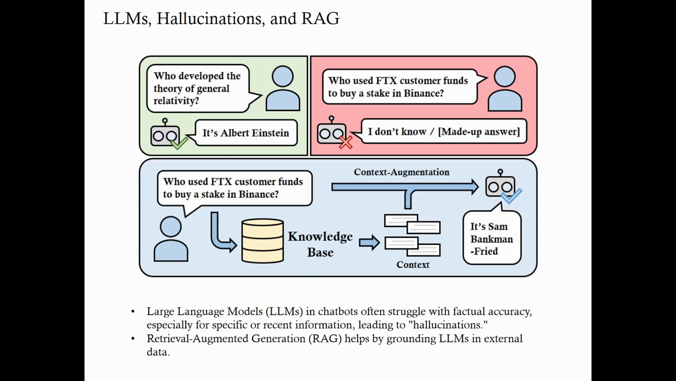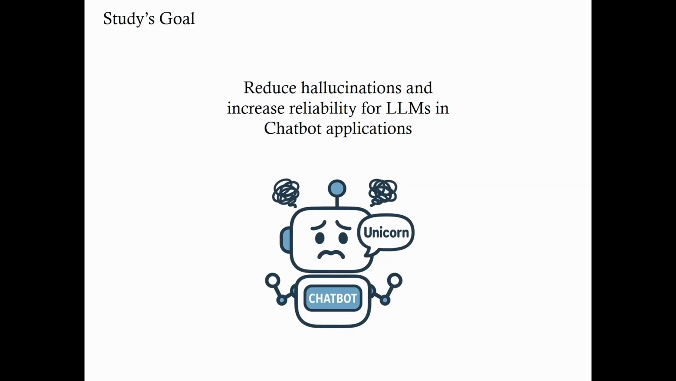A recent method known as Retrieval Augmented Generation, or RAG, aims to resolve this issue. As you can see in the blue panel, the user provides a query, and that query is delegated to a separate knowledge base, which retrieves relevant context, and that context is then used to augment the language model to provide accurate answers. The goal of this study is to reduce hallucinations and increase reliability for LLMs in such chatbot applications.